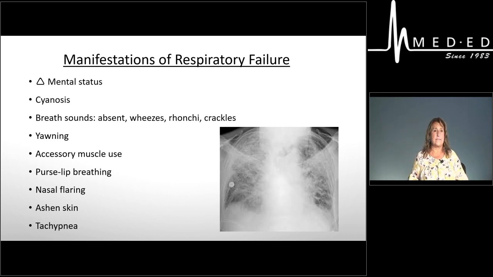And then other signs of distress, things like accessory muscle use, pursed lip breathing, flaring of their nostrils. All of these signs can indicate that respiratory failure is occurring. And in this case, this x-ray here looks like a really, really bad sign of acute respiratory distress syndrome where there's almost a complete whiteout in the lungs, which is a pretty ominous sign.